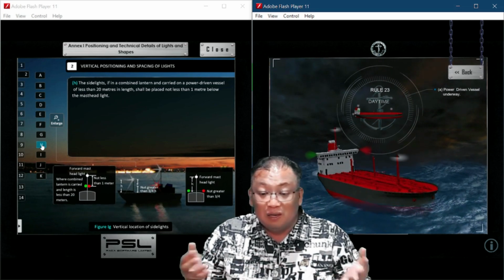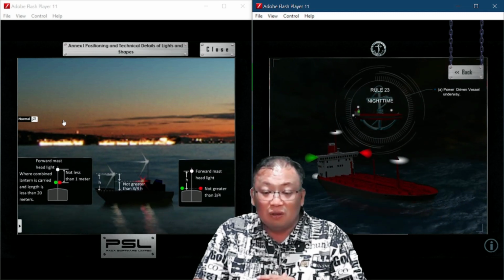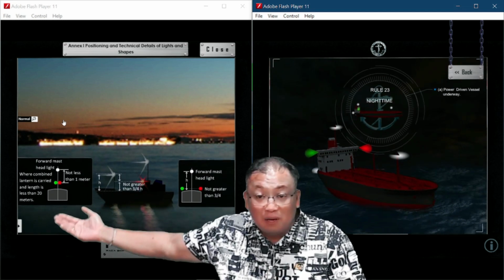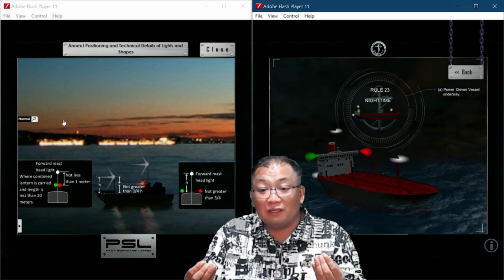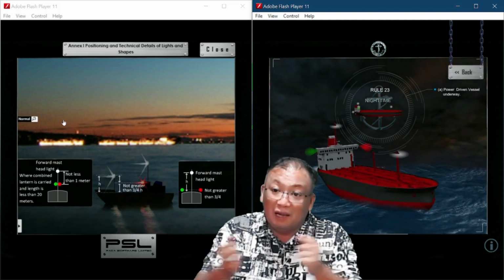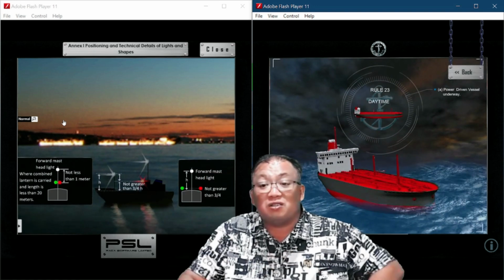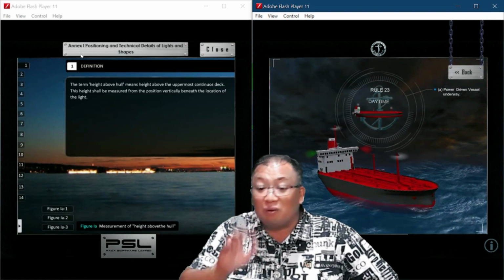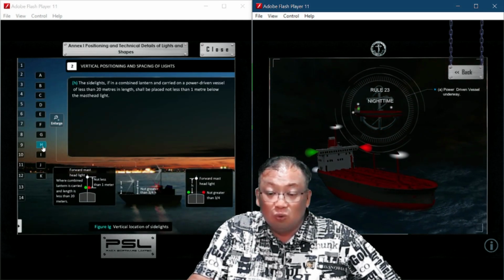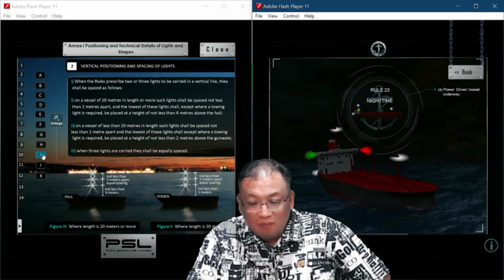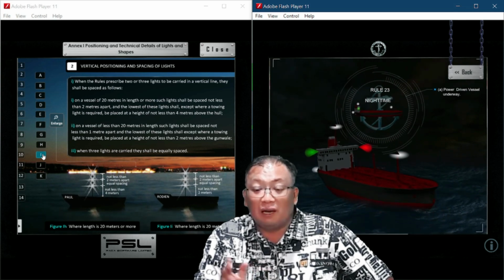Okay, so here once again you can see, if I have to enlarge. So you can see on the first animation, not less than 1 meter. If you're talking about a combined lantern, combined side light, the red and the green, it must have a distance of more than 1 meter, not less than 1 meter. Okay, so that is 2 Golf and 2 Hotel. We'll go to 2 India. When the rules prescribe 2 or 3 lights to be carried in a vertical line.